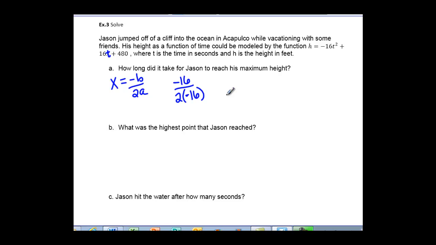So go ahead and figure out what that would be. You can plug that into your calculator. You can cancel. You can do 2 times negative 16 and then reduce. Okay, when you calculate this, you should get 1/2. So what you're talking about is it took 1/2 of a second for him to reach his maximum height. I'm going to write that out.